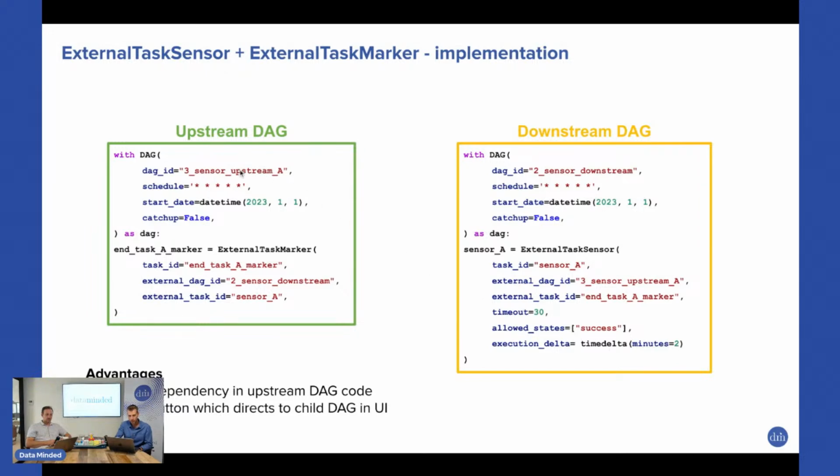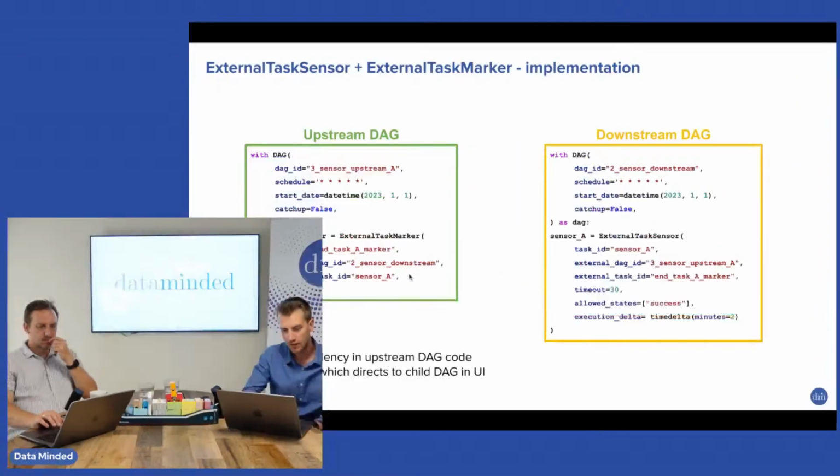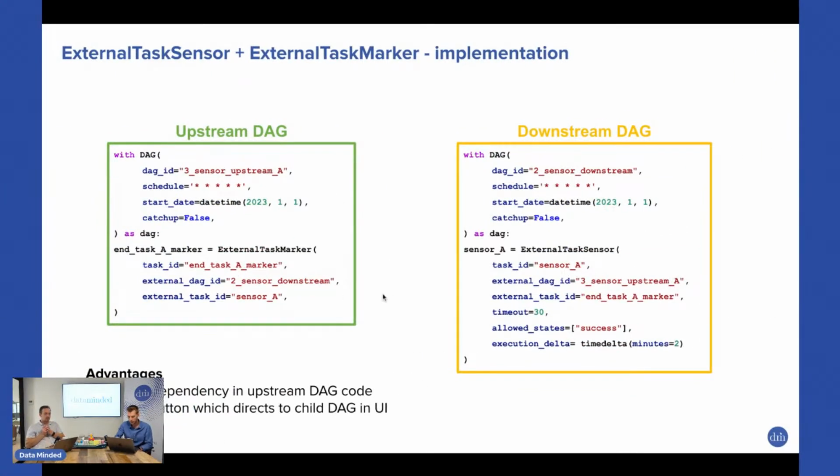Here is the upstream DAG, where I include an external task marker. This one was optional, like I said before, but it has some advantages. There's a clear dependency in the code, you can directly see it. And there is also an extra button that appears in the user interface when you include this. I will also show this later in the demo.